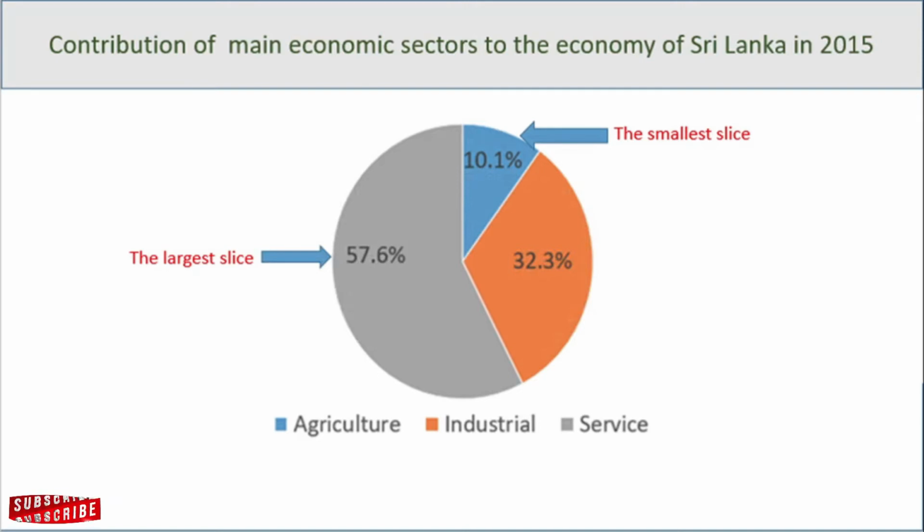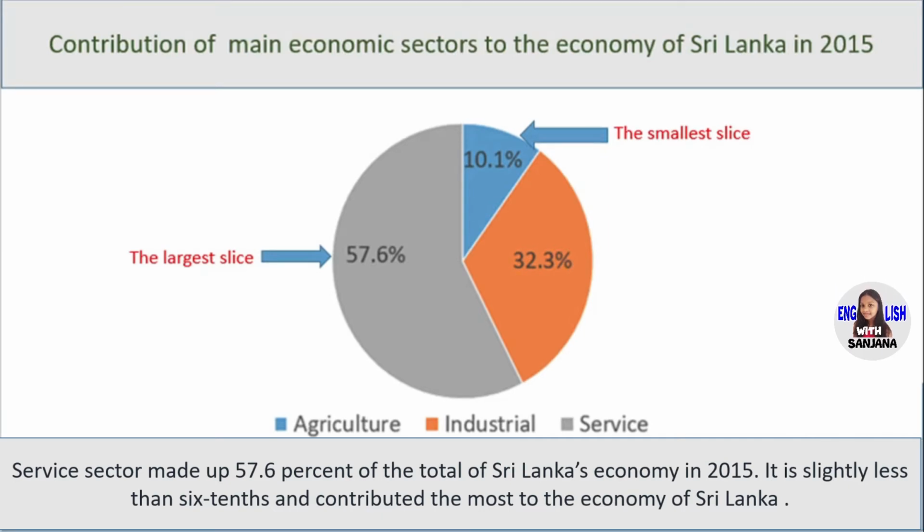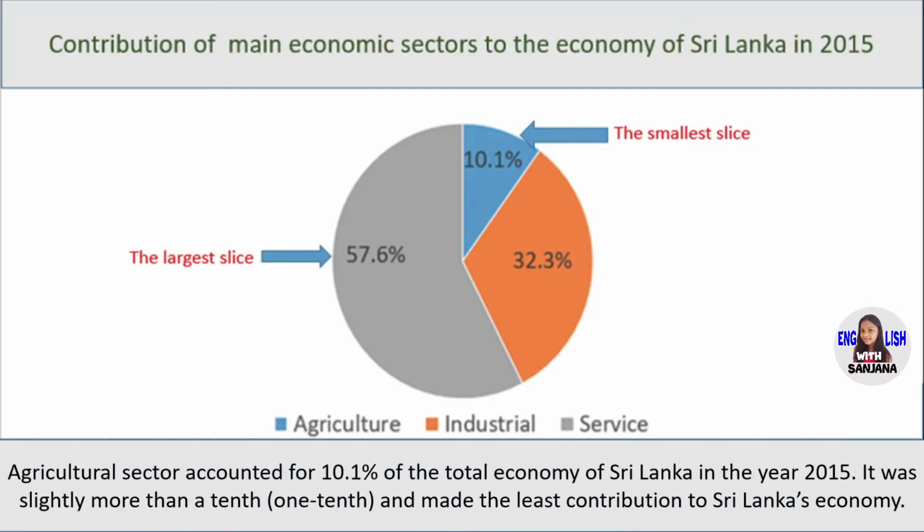We can first describe the largest piece of the pie chart with numbers. Service sector made up 57.6% of the total of Sri Lanka's economy in 2015. It is slightly less than 6/10 and contributed the most to the economy of Sri Lanka. Now we can describe the next feature, the smallest piece of the chart, agriculture. Agricultural sector accounted for 10.1% of the total economy of Sri Lanka in the year 2015. It was slightly more than a tenth and made the least contribution to Sri Lanka's economy.